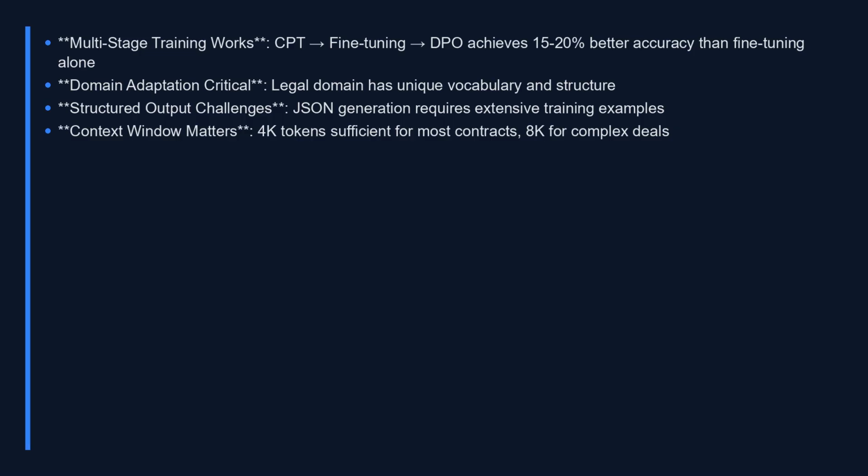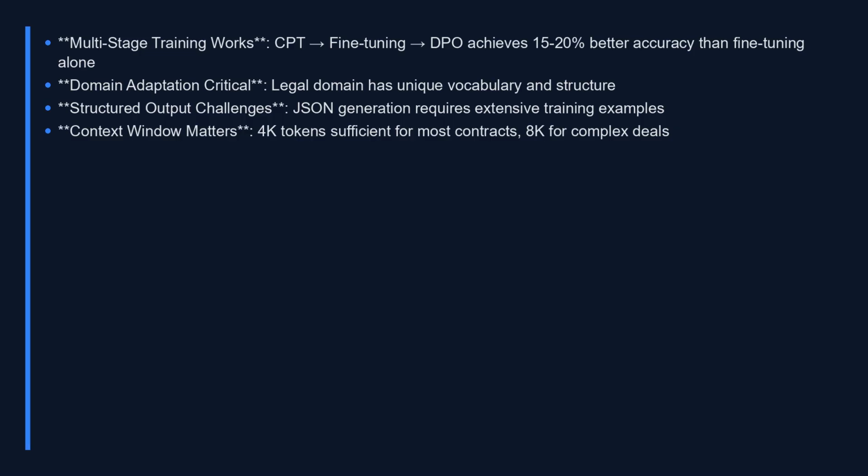Domain adaptation is not optional for specialized fields. Legal language has vocabulary and structure that a general-purpose model simply hasn't seen enough of. Structured JSON output requires extensive, consistent training examples. The model needs to see the output format hundreds of times before it reproduces it reliably.